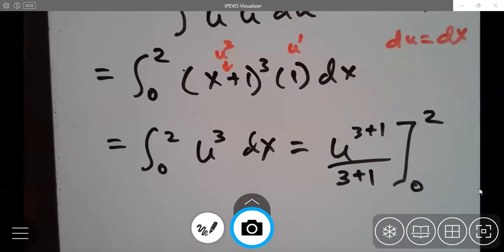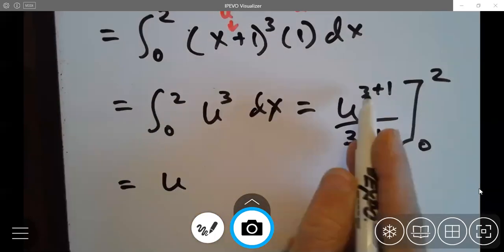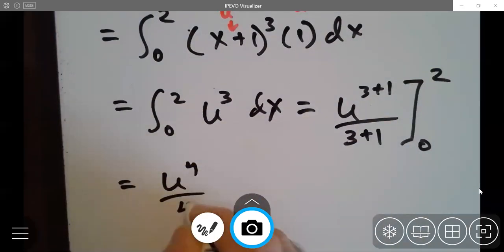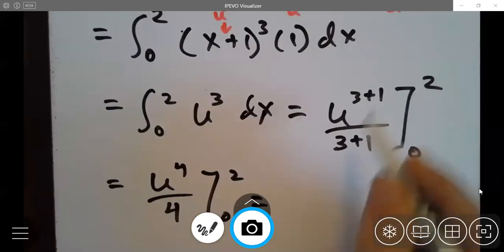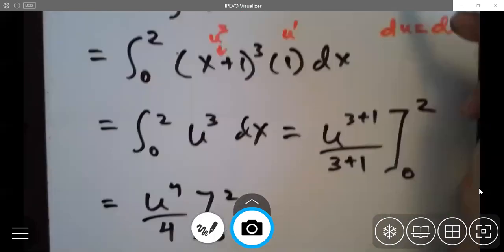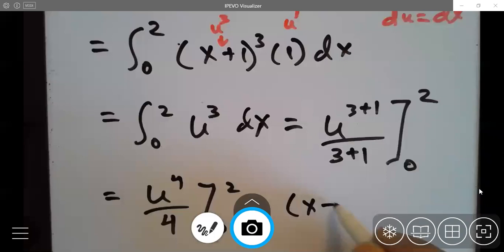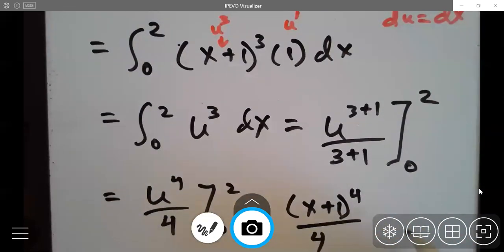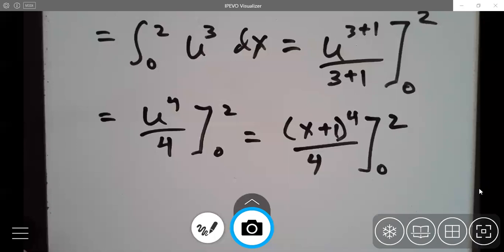And so now this will be u to the 4th over 4, from 0 to 2. So now we can go ahead and substitute x plus 1 back in for u. So this will be (x plus 1) to the 4th over 4 from 0 to 2. Okay, questions there?